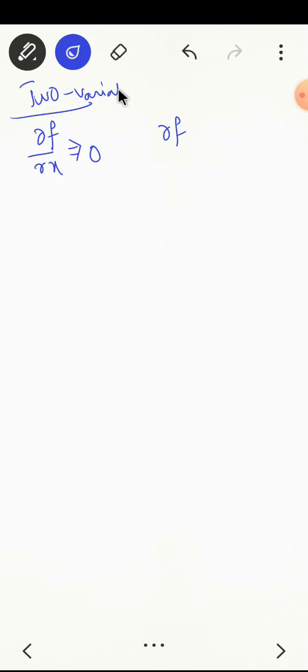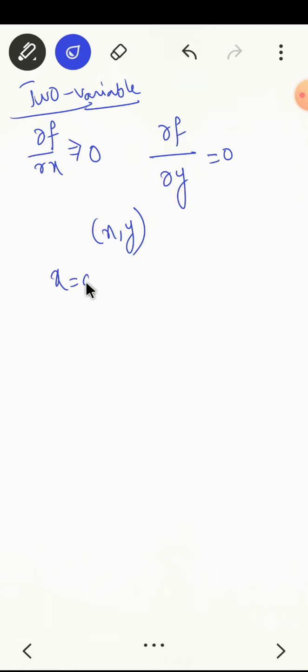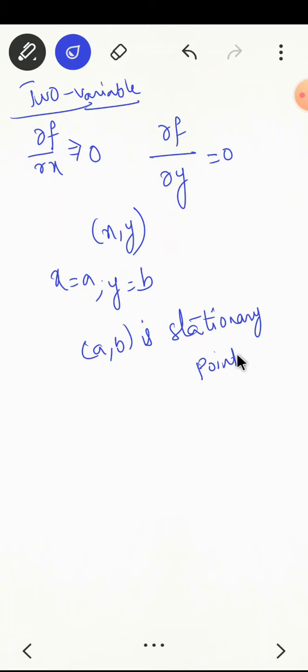If you have two independent variables, first you should find dou f with respect to dou x. Do partial differentiation with respect to x and equate it to 0. And then also do partial differentiation with respect to y and equate it to 0. Then find the values of x comma y. Suppose you have got x equal to a and y equal to b, then the point a comma b is called the stationary point or stationary values.